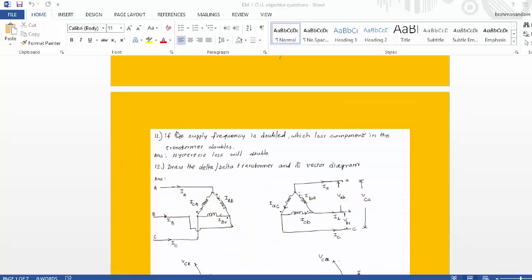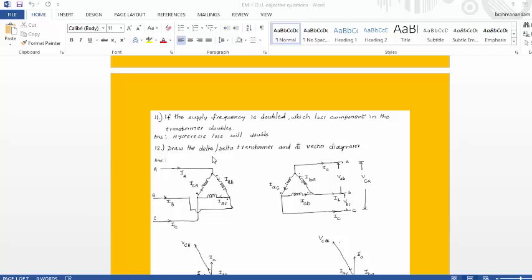Next, 11th question. If the supply frequency is doubled, which loss component in the transformer doubles? Hysteresis loss is directly proportional to the frequency. So, hysteresis loss will become double with doubling of frequency.